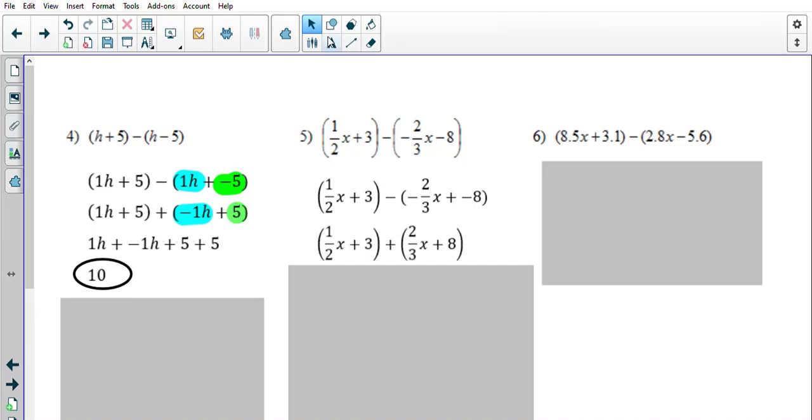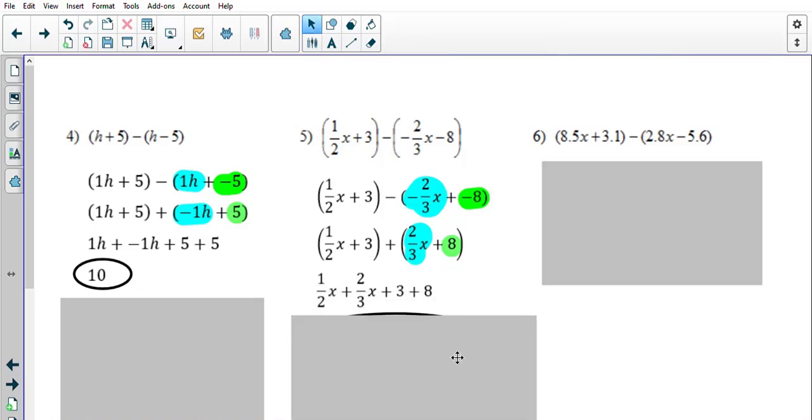Subtraction to addition. Our negative 2/3 x is going to become positive 2/3 x. And then our negative 8 is going to become positive 8 once we distribute that subtraction. All right, put your like terms side by side. We've got half x plus 2/3 x plus 3 plus 8.